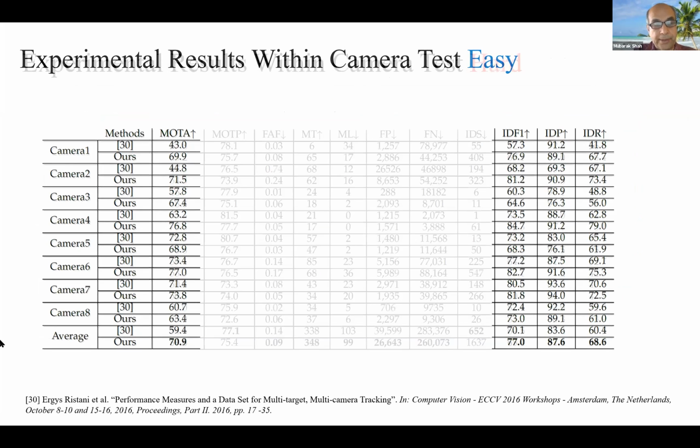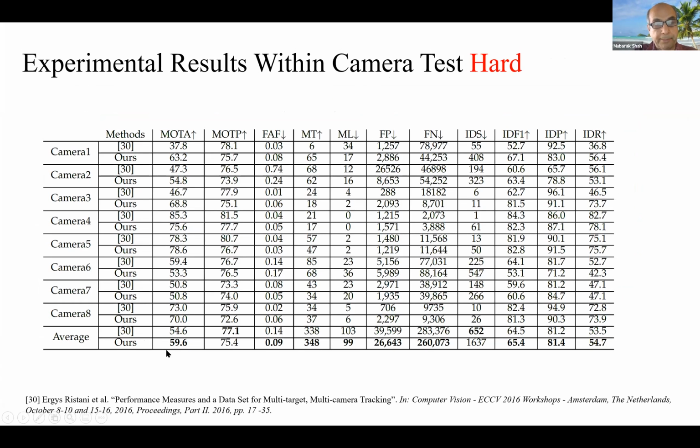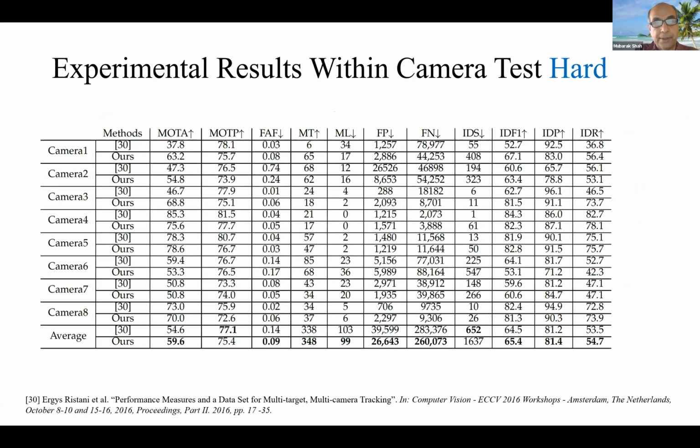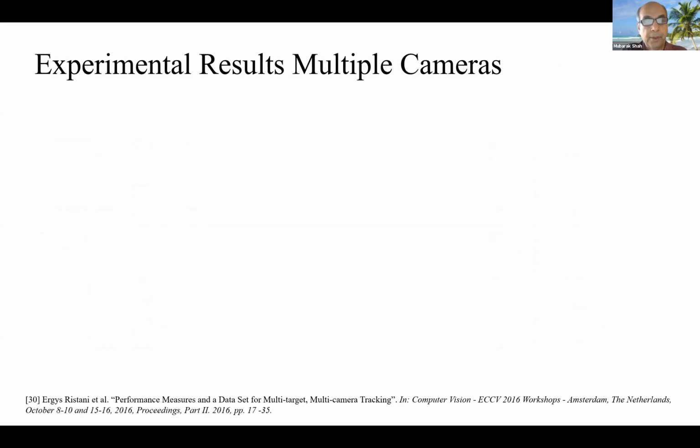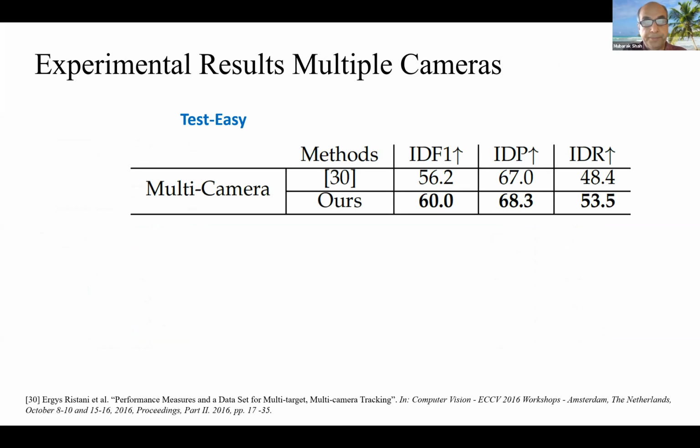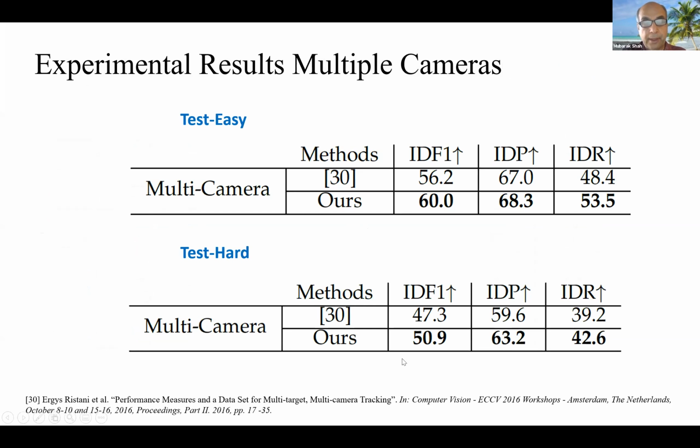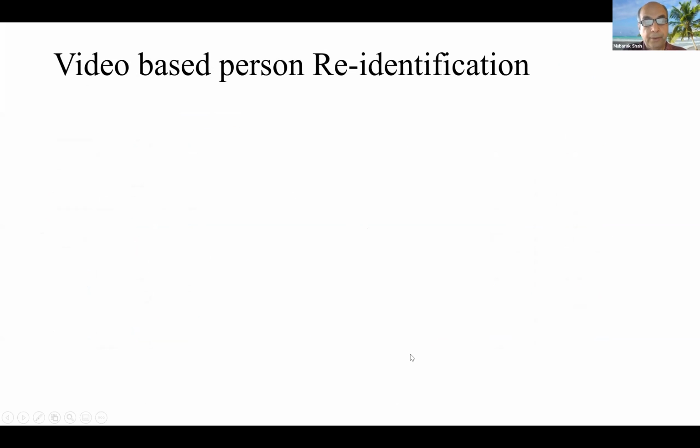This is the hard case. Again, we do about 5% improvement. And this is the hard case again; I think it repeats here. So these are the results for the multiple cameras. This is test easy. We do pretty good using these metrics. And this is test hard. Also, we do pretty well.